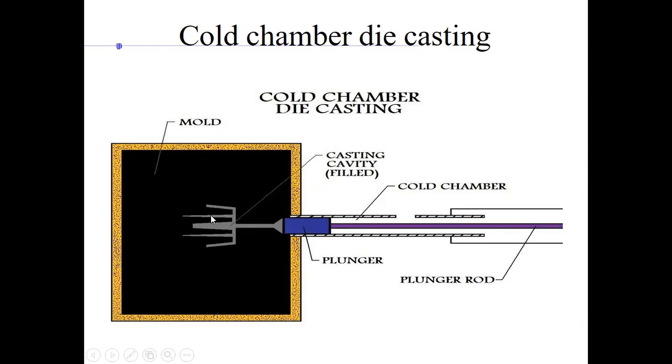So this mold has to be made initially to the required dimensions of the casting, so that once the metal solidifies, it takes the shape of that cavity inside. Very simple.